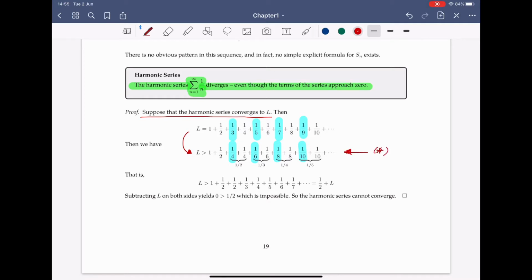This is true because you can see that 1/3 is always bigger than a quarter, 1/5 is always bigger than 1/6, and so on. So this inequality star is true. And then after that, you can see that L is bigger than 1 plus 1/2 plus 1/2 plus 1/2 plus 1/2, and so on. After you simplify everything, you're going to have L is bigger than 1/2 plus L, which is impossible. So it means the harmonic series cannot be convergent, so it must be divergent.